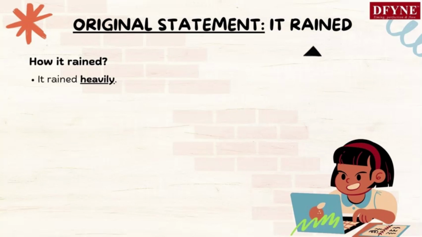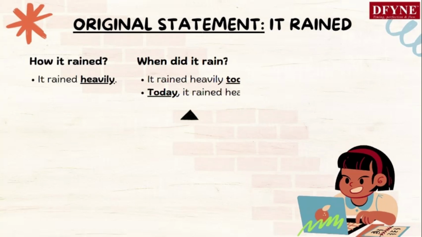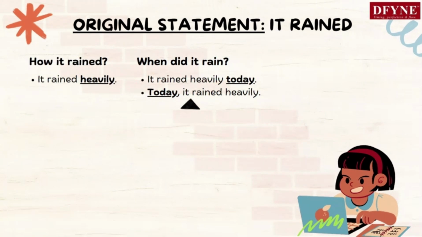Now I want to add how it rained, the manner, using adverbs. Therefore, I added heavily next to the verb it modifies, rained. I can add the information about when it rained, either in the beginning of the sentence or after the verb it modifies. If today is added in the beginning, this becomes the context of the sentence and therefore it modifies the whole sentence instead of just the verb, rained.